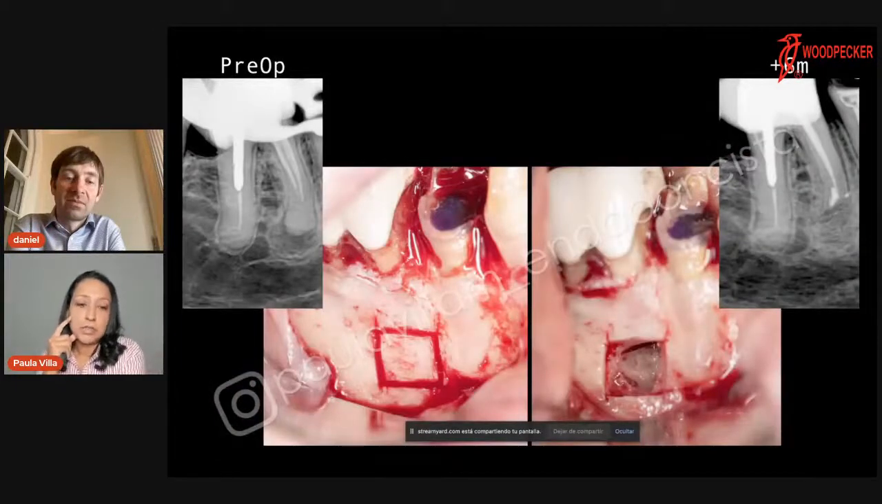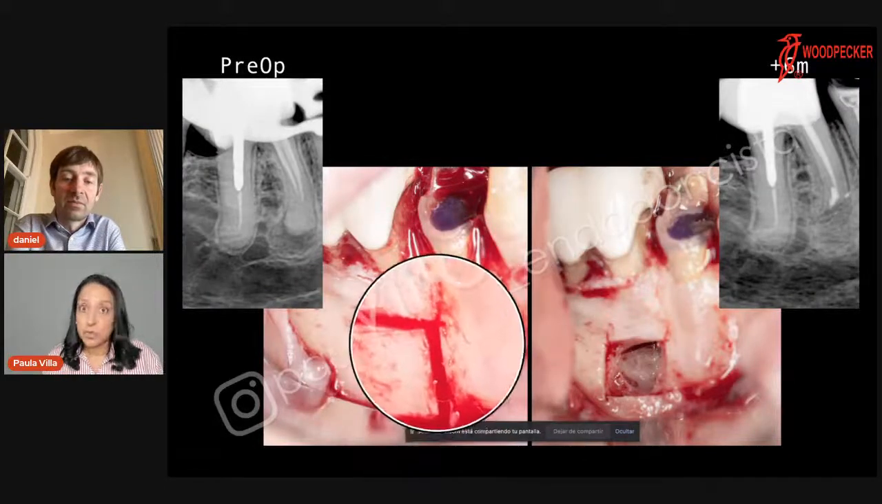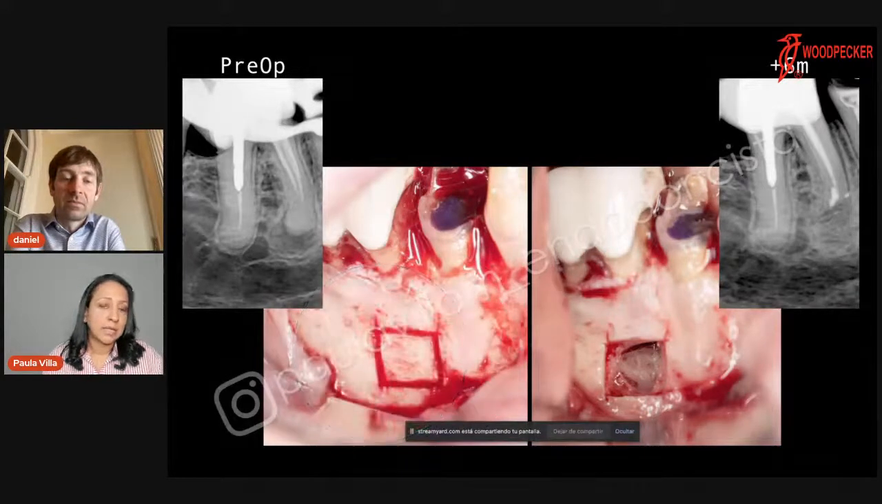Some advantages of this technique. We can reconstruct immediately the bone defect. This is natural bone. This is autologous bone. So it will act as an autograft, which is the gold standard when talking about grafting materials in endodontic microsurgery.